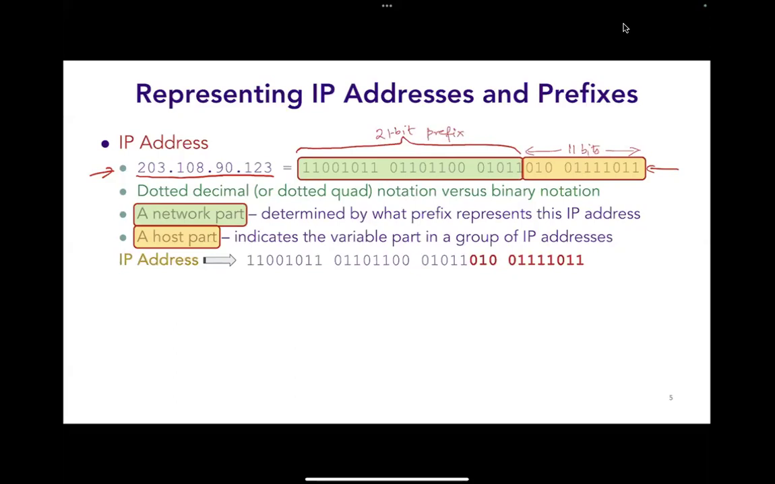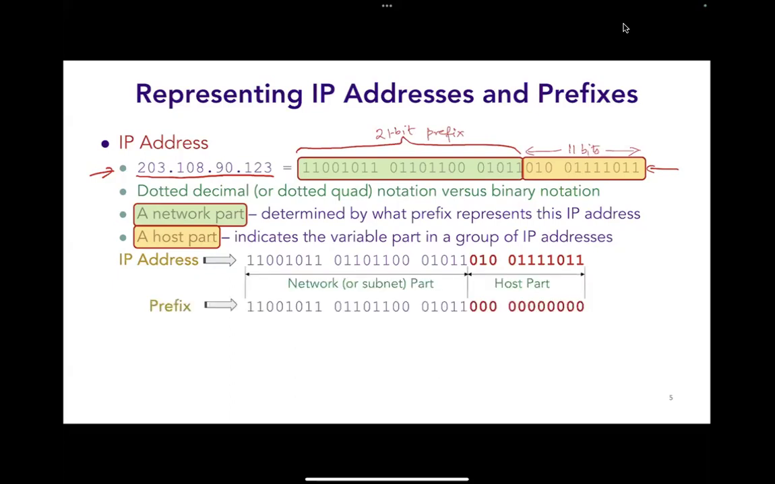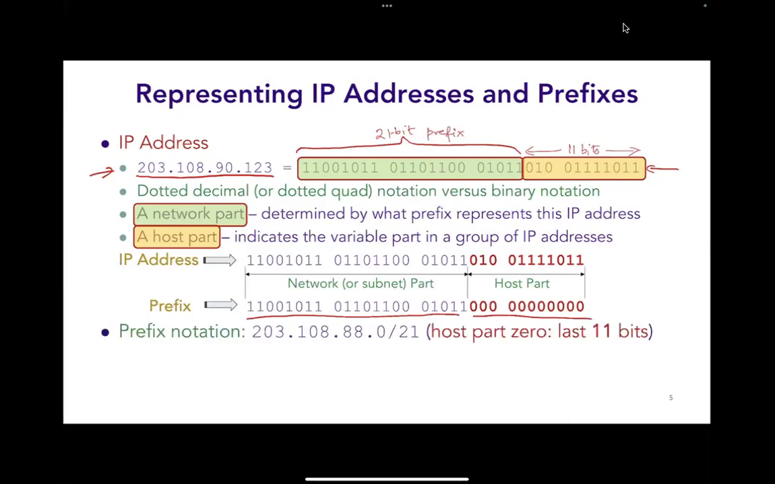So the IP address itself would have this network part and the host part concatenated together. And this would be a 32-bit number. The prefix part, the network part, would be the first several bits, and the host part would be the last several bits. How many bits in the host part and how many bits in the network part? It is dependent upon the length of the prefix and how many IP addresses you want to cover in that one particular prefix.